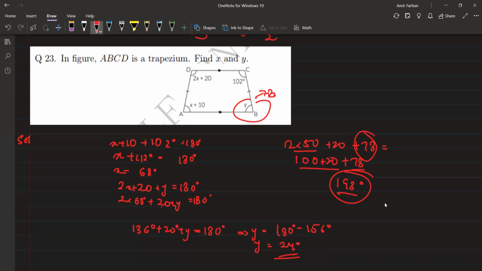If you put the value of x as 68 here: 2 into 68 plus 20 plus 24 is equal to 136 plus 20 plus 24. 136 and 4 is 140, 140 and 20 is 160, 160 and 20 is 180. So 180. Which one is correct? The second one you did. Right, okay.